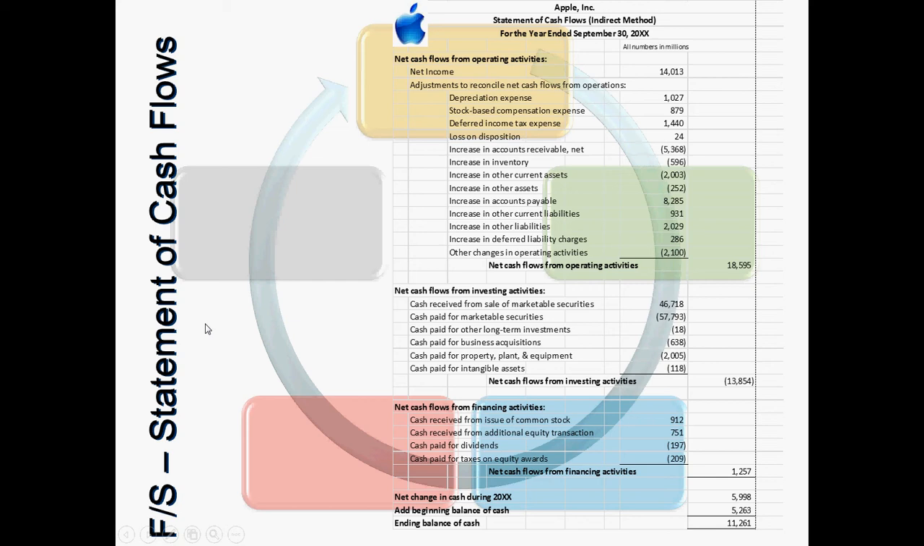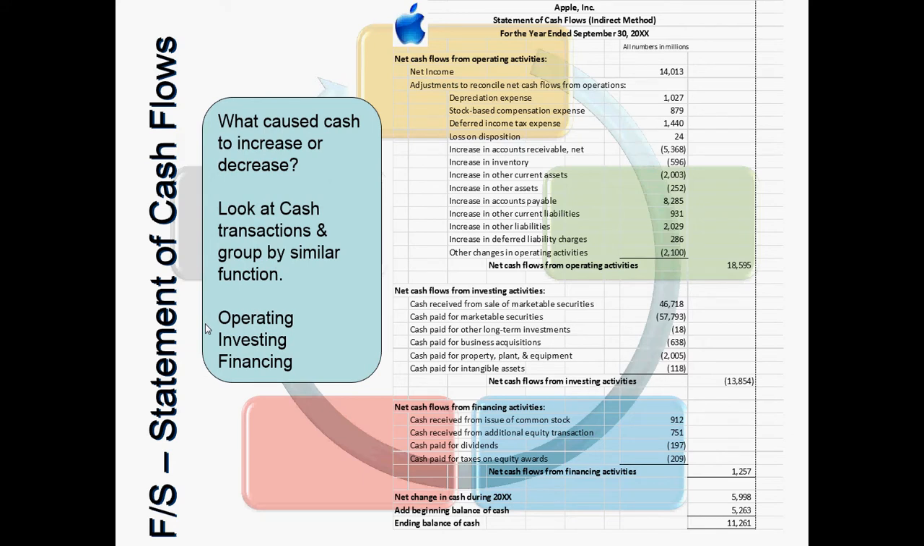For this video, we're going to take a quick look at the statement of cash flows. Now, as you can see from the screen already, statement of cash flows can be very confusing. We'll look at a much simpler example and one that we can apply to the project that we are working on at this point. One thing about the statement of cash flows is you are looking at what caused cash to increase or decrease. To do this, we will look at cash transactions.